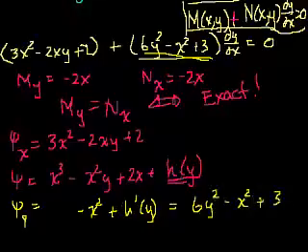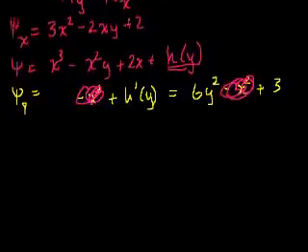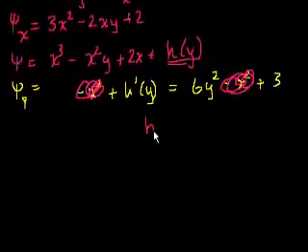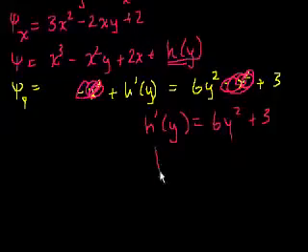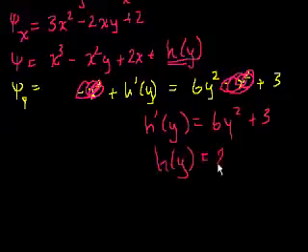Can add x squared to both sides to get rid of this and this. And then we're left with h prime of y is equal to 6y squared plus 3. Antiderivative. So h of y is equal to 2y cubed plus 3y. And you could put a plus c there, but the plus c merges later on when we solve the differential equation, so you don't have to worry about it too much.